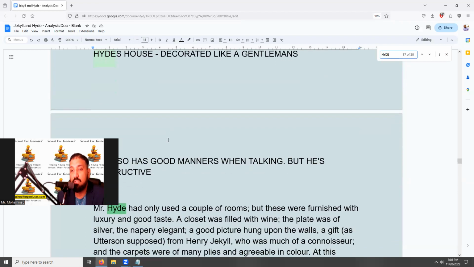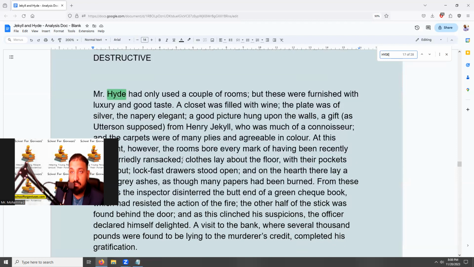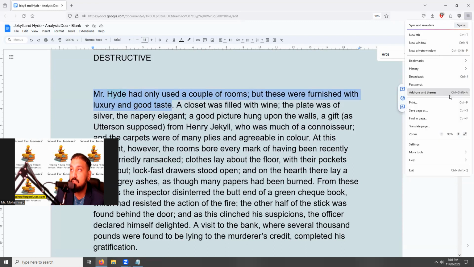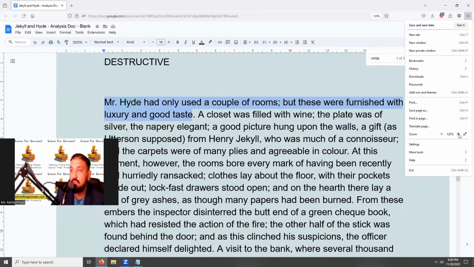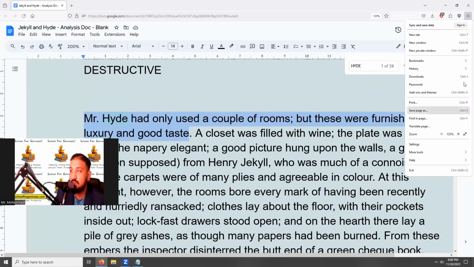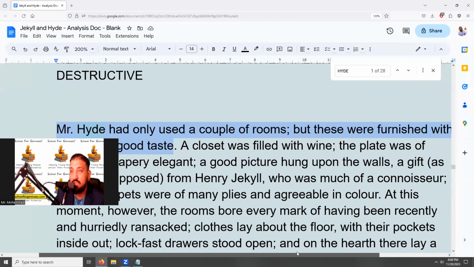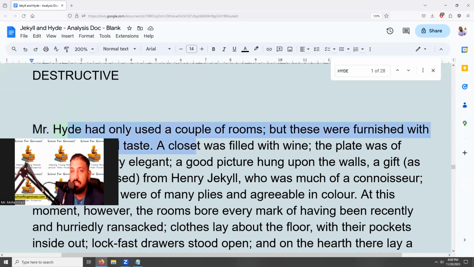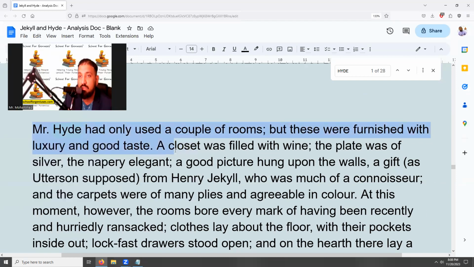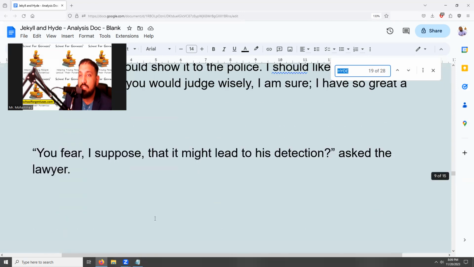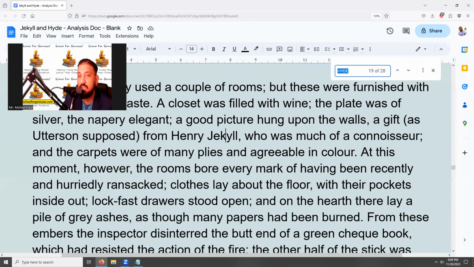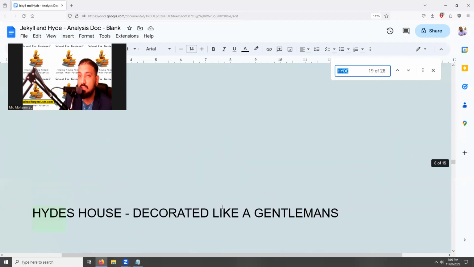So for example, Hyde's house is decorated like a gentleman's house. This is the house he lives in on the dark side of London. It's actually decorated nicely, not in a bad way. So this is one of the qualities he gets from Jekyll. It's filled with wine, silver plates, etc. Also, at times he talks to people in a gentlemanly way.